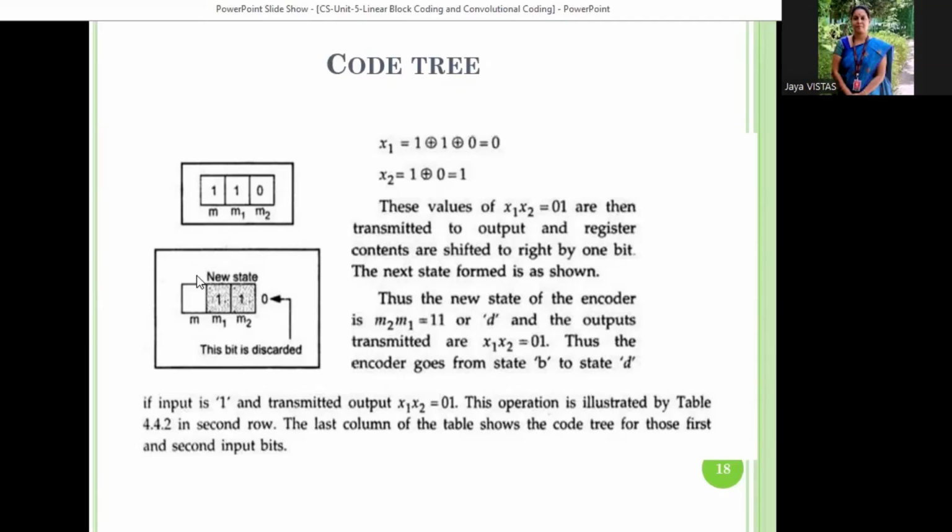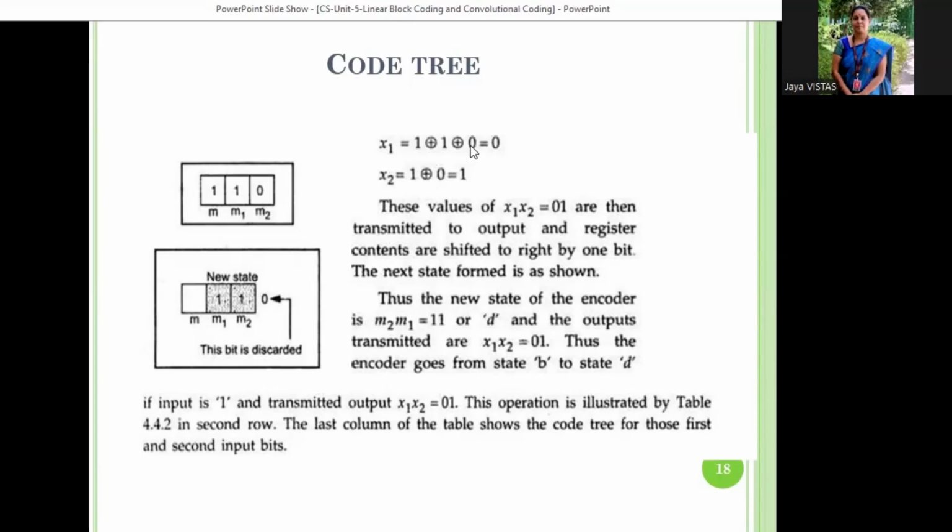So the new state is 1, 1. 1, 1 means the new state D, because 0, 0 is A, 1, 0 is B, and 1, 1 is D. Then the outputs of this state: 1 plus 1 plus 0. Here both bits are the same, so the output is 0. Then again 0 plus 0. Both inputs are the same, so the output is 0. Then here 1 plus 0. Both input bits are different, so the output bit is 1.